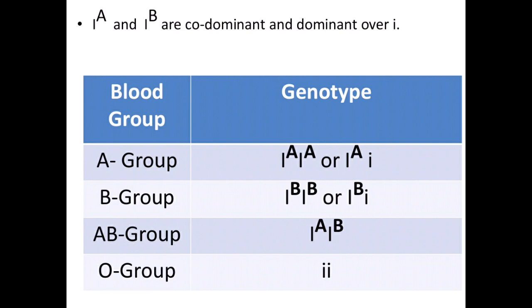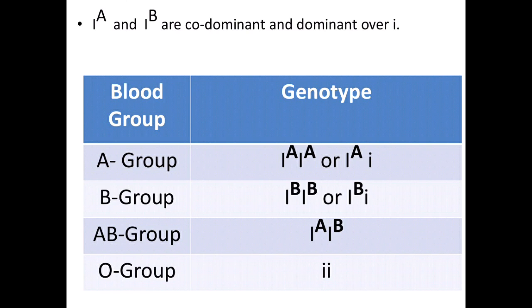For the AB group of blood, IA and IB is the genotype. In this condition, both the allelic forms of the gene, A and B, are present and show their features. So the blood group is AB, and this is the example of codominance. For blood group O, the recessive gene small i is present. The genotype of blood group O is small i small i.